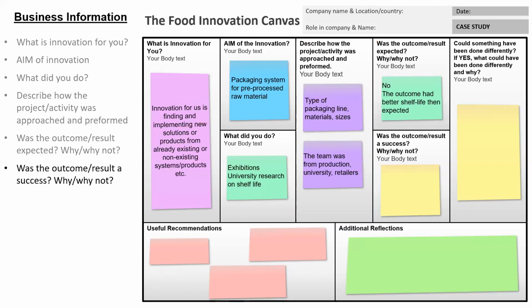In the next box, we want you to answer the question if the outcome or the result was a success, and if not, why not. Here we want you to be honest, and even if it's not a success, you need to write it down because that will help both yourself and other companies in the long run to not go down the same path. In our fictive company, the outcome was a success because it worked better than expected and the solutions became more sustainable.